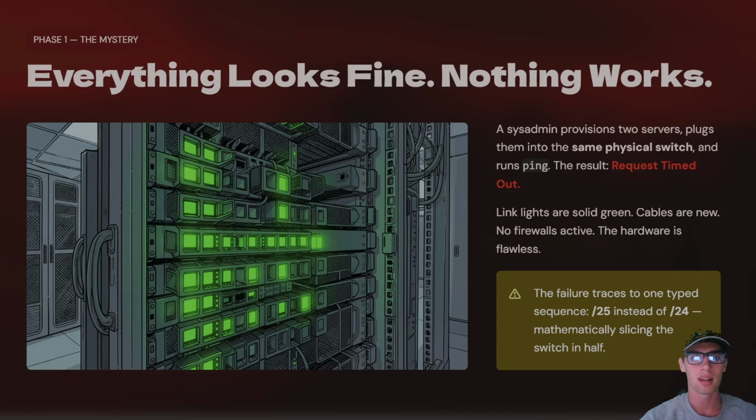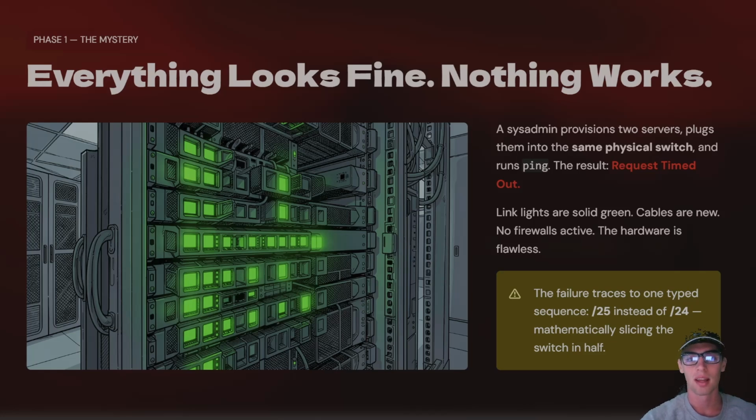The issue isn't a hardware malfunction or a broken configuration. The failure state comes down to a single typed sequence at the very end of an IP address configuration, a /25 instead of a /24.